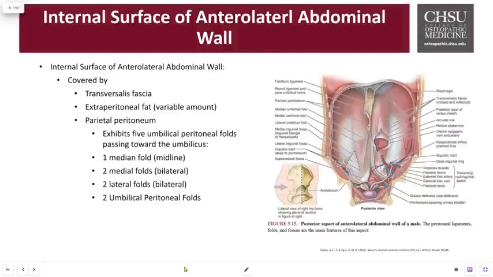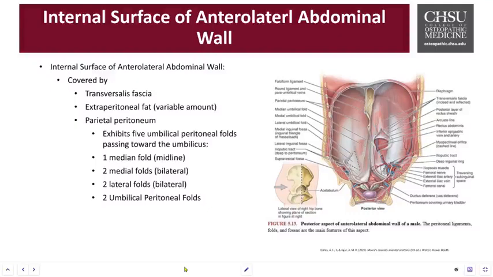The internal surface of the anterolateral abdominal wall. The internal surface of the abdominal wall is covered by the following layers: the transversalis fascia, extraperitoneal fat, and of course the parietal peritoneum, which has five umbilical peritoneal folds, and they pass towards the umbilicus. These folds are the median fold in the midline, two medial folds bilaterally, and two lateral folds.